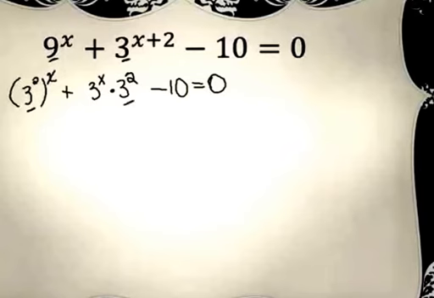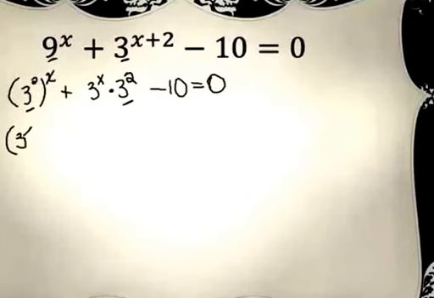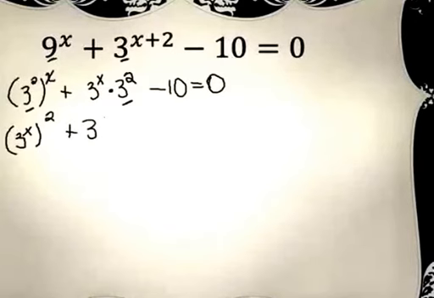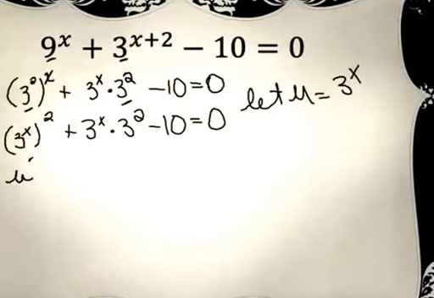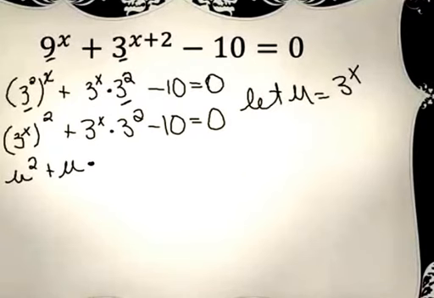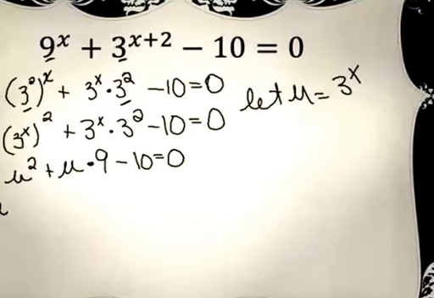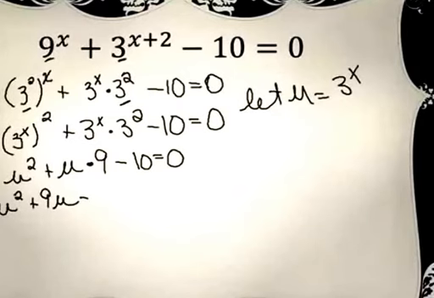But what happens is that I don't want 3 squared to be my u. I want the x value to be my u. So all I have to do is change this to 3 to the x squared, and the rest of it will stay the same. So now I'm going to let u equal 3 to the x. So we'll have u squared plus u times 3 squared, which is 9, minus 10 equals 0. So we'll have u squared plus 9u minus 10 equals 0. We're going to factor as usual.